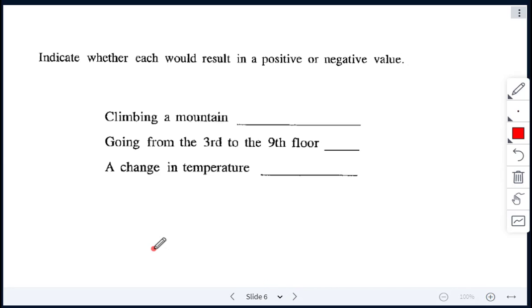All right, so let's take a look at these examples here. If we were climbing a mountain, would that be a positive or negative value? Yeah, positive. I'm just going to put plus. Going from the 3rd to the 9th floor, that would also be positive. A change in temperature can be both positive or negative. Yeah, it can be both.